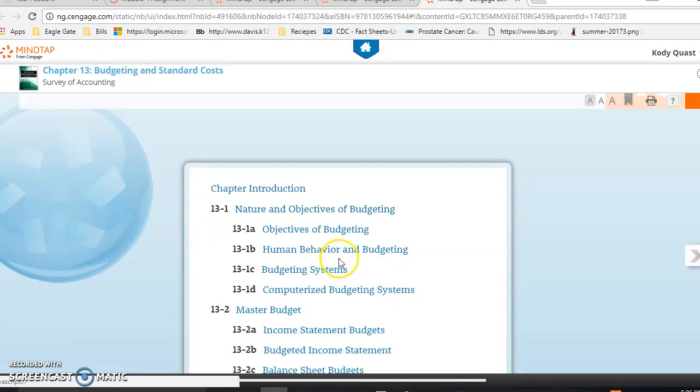You'll go over some of your objectives of budgeting, your human behavior in budgeting. Budgets have a huge impact on people. You know, you either love them or hate them. I guess it depends on which side of the coin you're on. But budgeting is very important. That company that I audit, they have people that all they do is work on budgets.